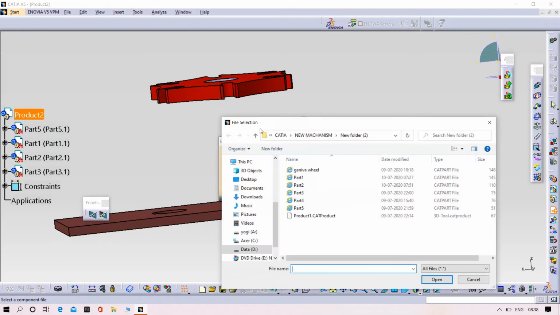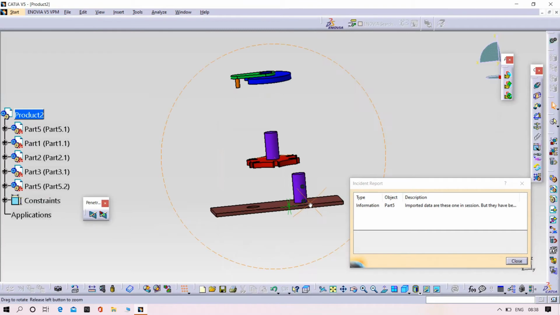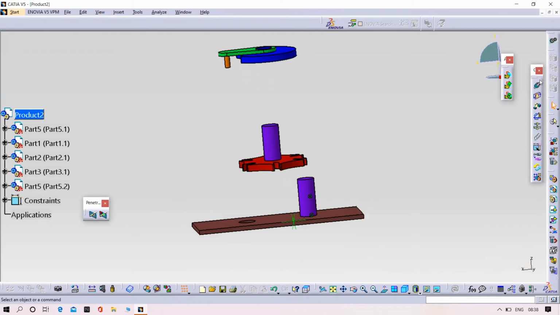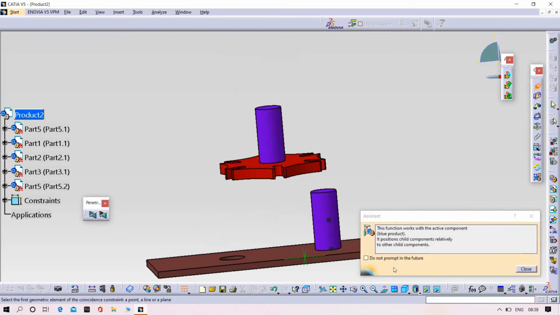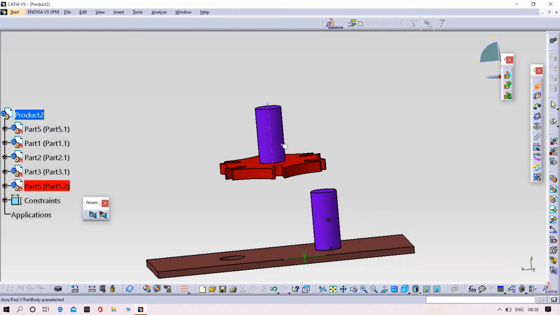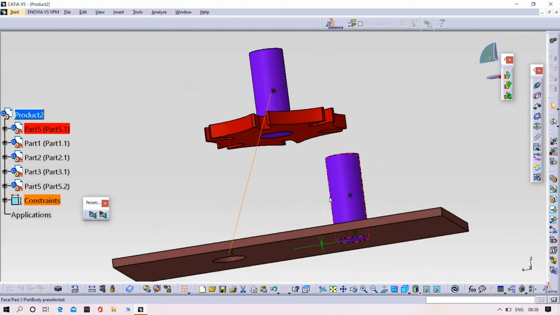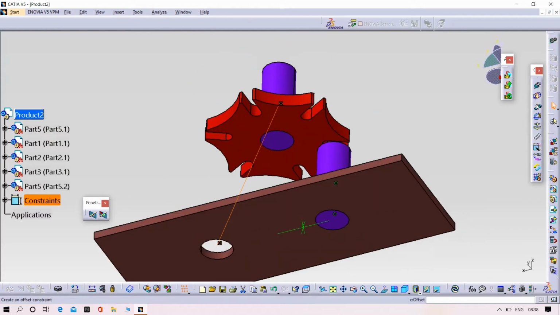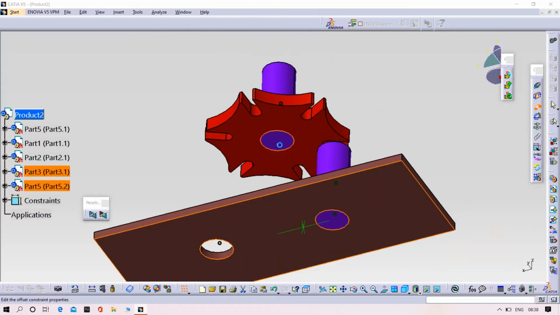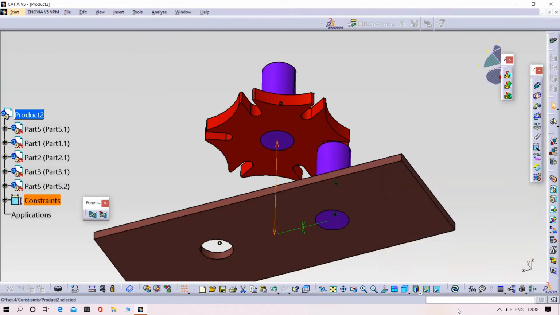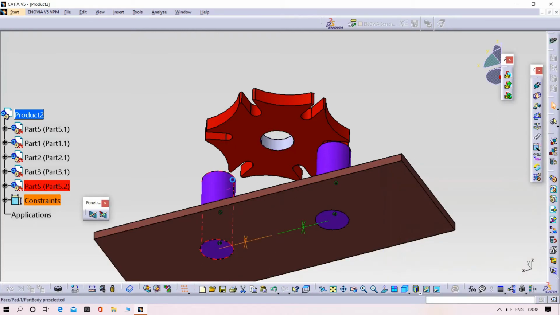Components, existing component, part number 5. Again try to insert the same, as it is, center axis, and then try to give the surface distances. Apply.